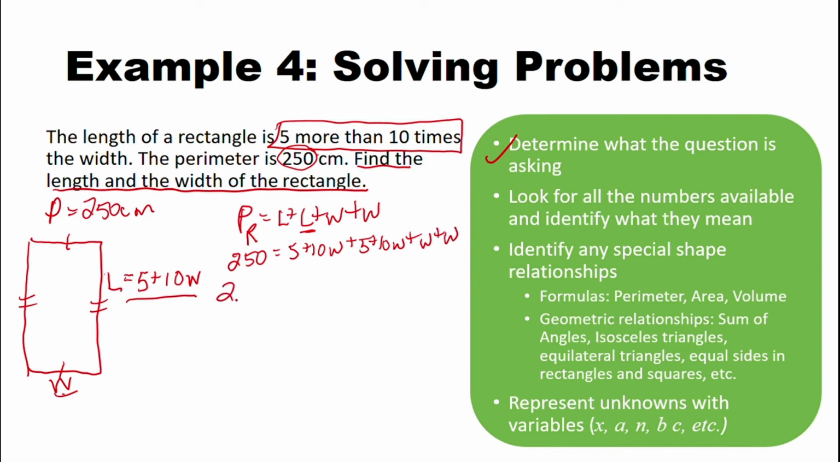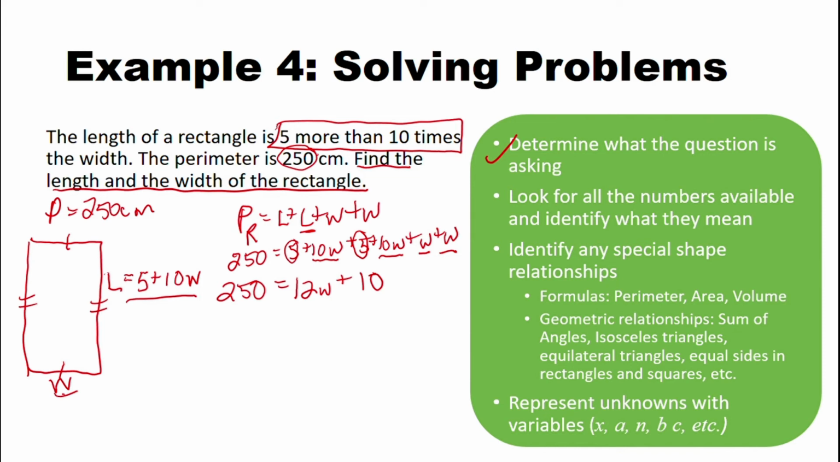Okay, so let's leave this 250 alone for now. I'm going to collect my W's first. So there's 10 and 10. One more is 11, and one more is 12. 12W. And now my whole numbers, I've got 5 and 5. So that's just 10. Okay, so now I just have a nice, simple algebraic expression.